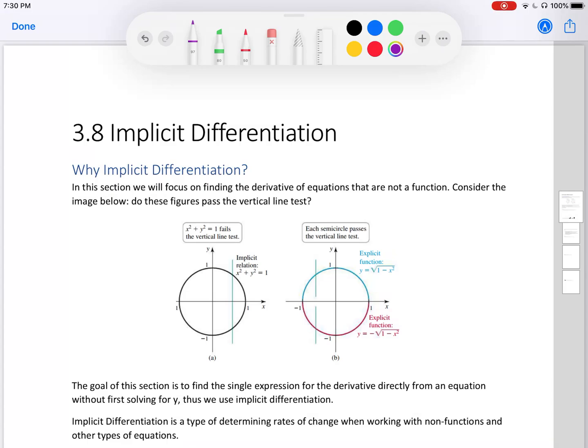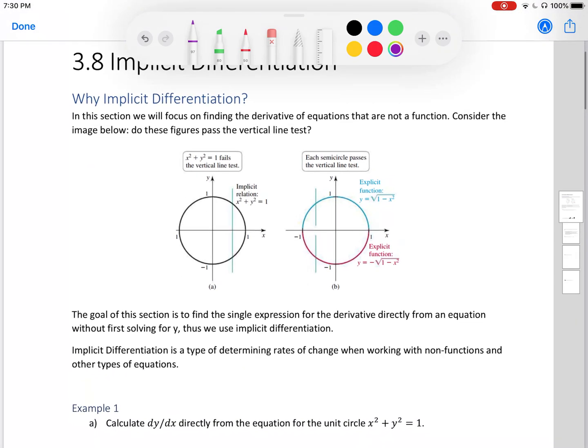Section 3.8, Implicit Differentiation. So, what is implicit differentiation? In this section, we'll focus on finding the derivative of an equation that is not a function. Consider the image below. Do these figures pass the vertical line test for a function? And we see that they don't. We have a line, we have a unit circle actually, x squared plus y squared equals 1.